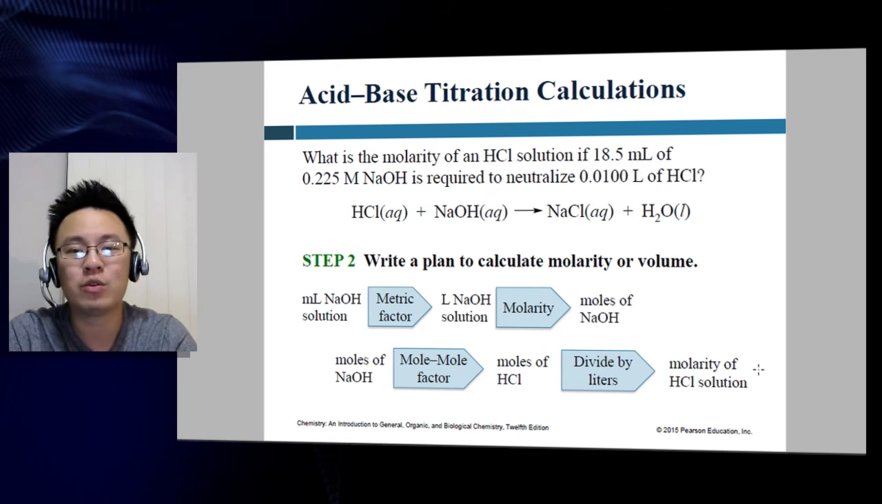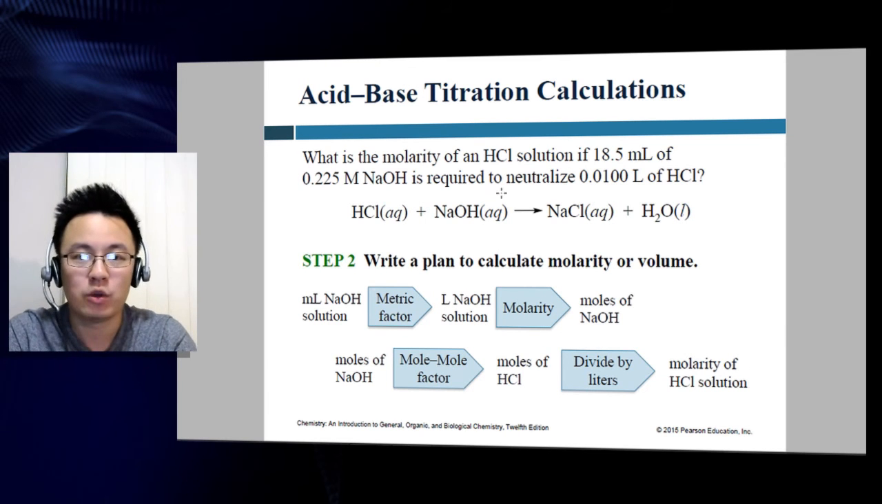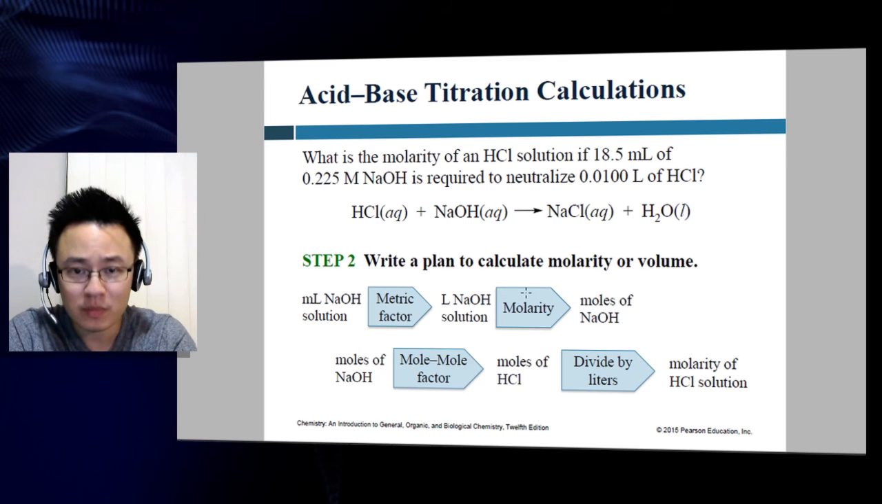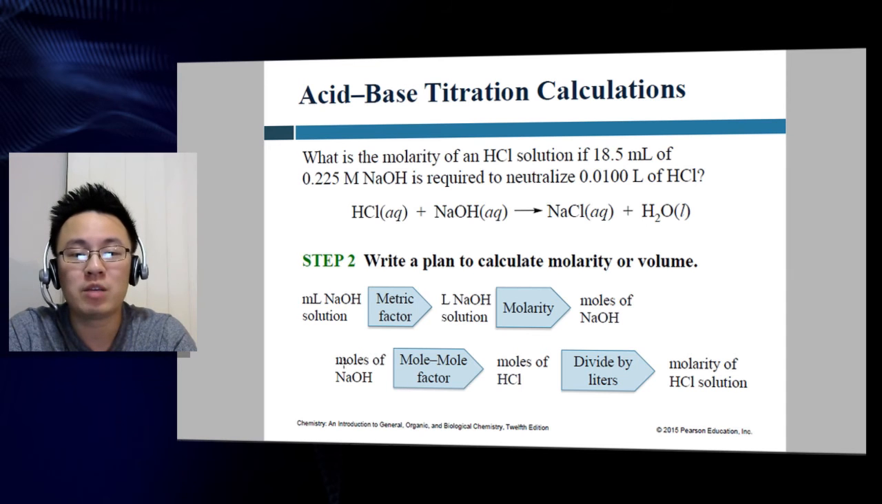Now write the plan in order to calculate the molarity or the volume. So you are going to, first of all, write down what you know. You already have 18.5 milliliters of 0.225 molar of sodium hydroxide. Then you're going to convert that into liters. Now, once you have liters, you can calculate the moles of sodium hydroxide. And then from there, you do a mole-to-mole conversion factor to moles of hydrochloric acid. And then you're going to divide that by liters in order to determine the molarity of the hydrochloric acid solution.